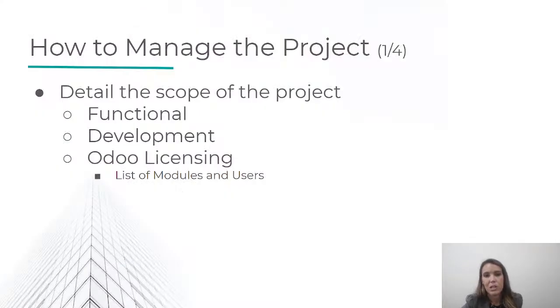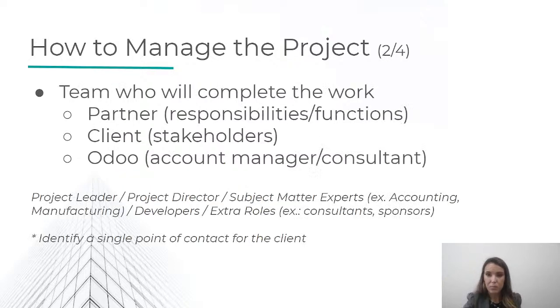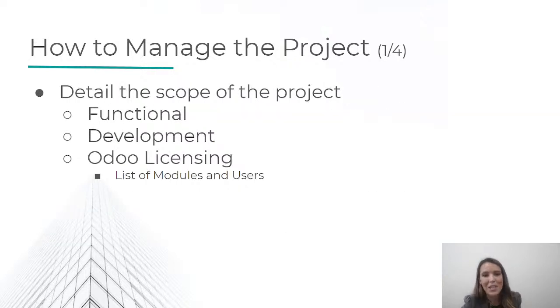And then we'll move on to the implementation proposal. So there's a couple different ways to manage the project. Again, detail the scope of the project. So whether it's the PM, the project manager, that's doing it, or the developer team. And then also the Odoo licensing, which your account manager will be able to work with you on. So make sure that you list all of the modules and the amount of users they're going to have now and in the future.